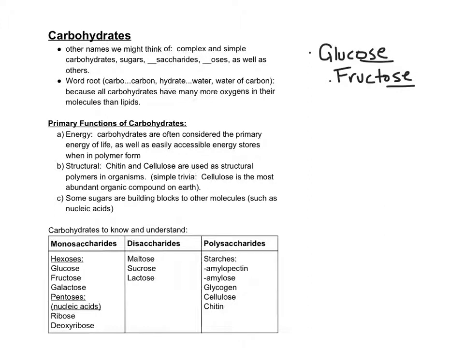Another general term is a saccharide. So the monomer that you might talk about in a carbohydrate is a monosaccharide. Or if there are two sugars stuck together, that would be a disaccharide. And then there's the polysaccharides.